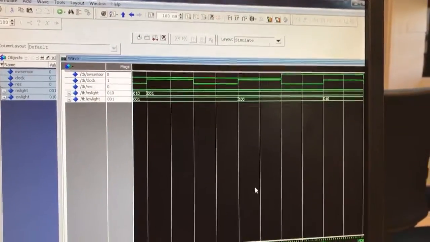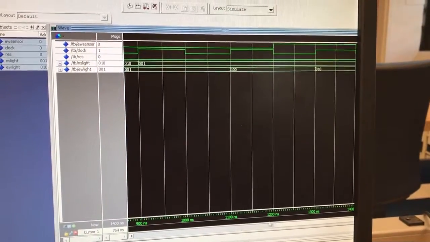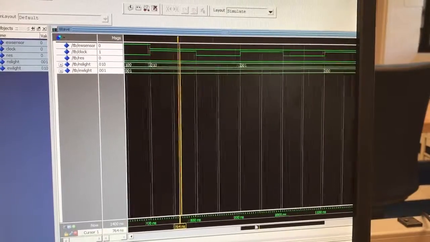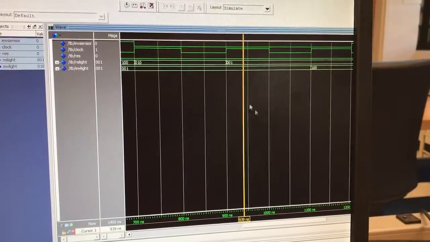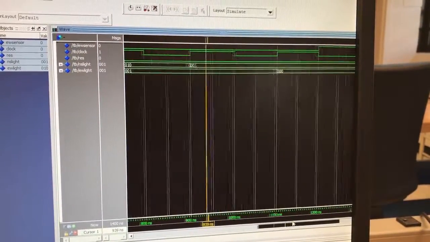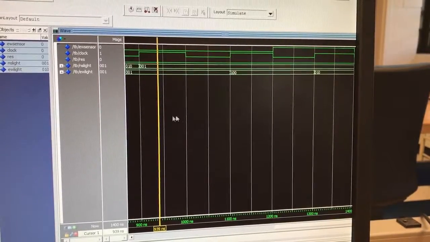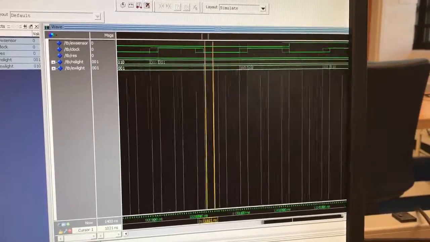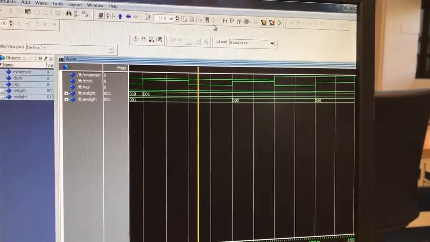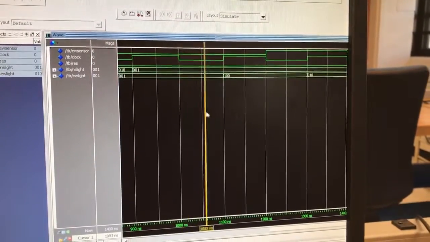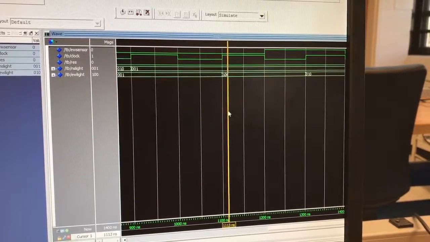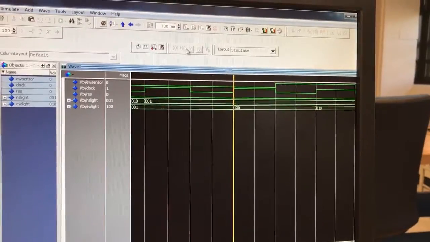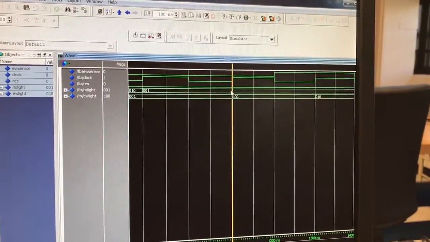Keep stepping through so we can see a couple more instances of what happens. Okay, so we have yellow right here. Then after yellow, after the next rising clock edge, we have red on both sides, so 001 and 001 right here. So both red, and then after which we have green, and this green is for the east-west direction, while north-south direction is still red.